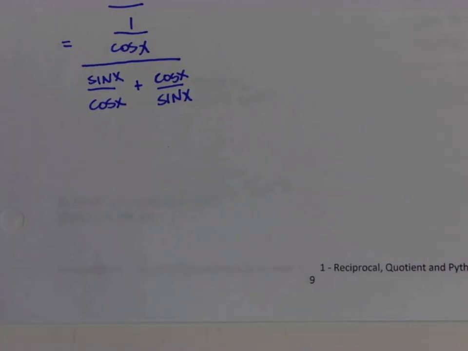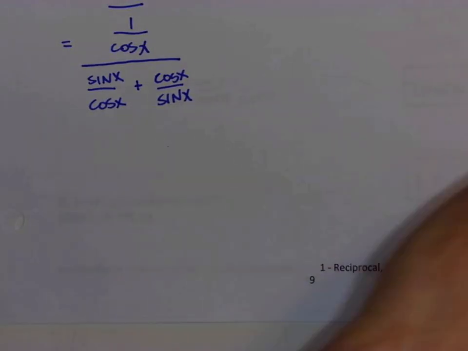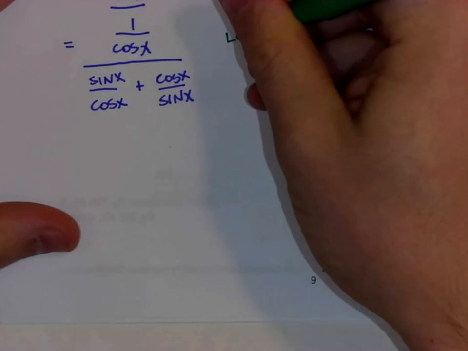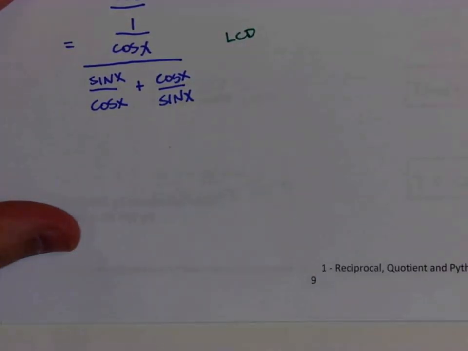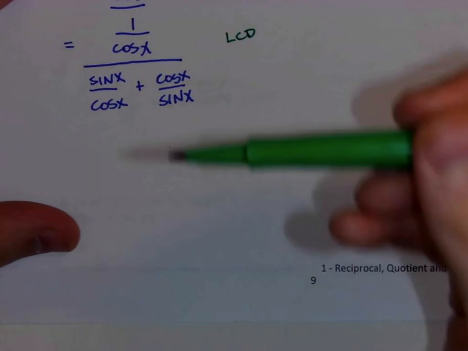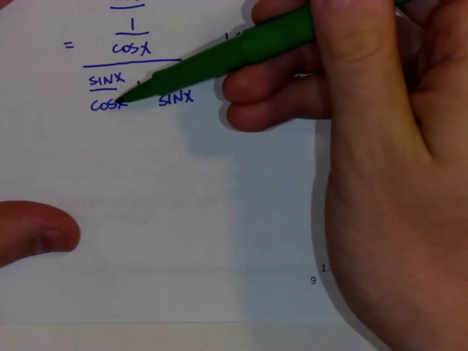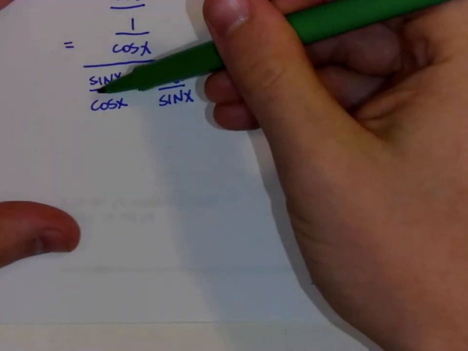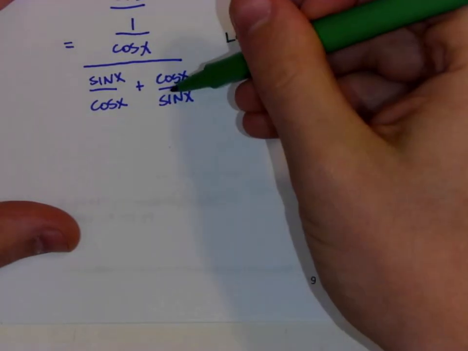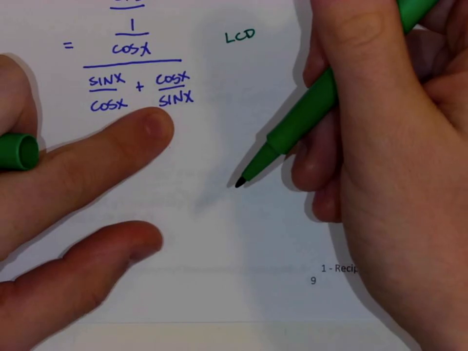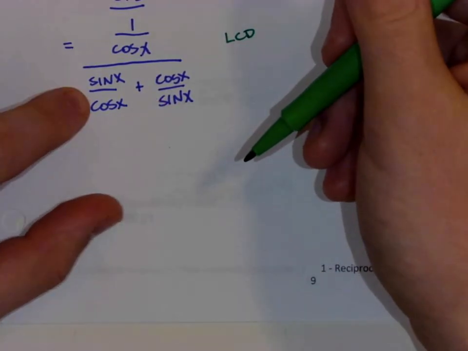So on top I have one fraction, but on the bottom I have two. It's a really good strategy when you have two fractions to combine them together. In order to combine them together, I'm going to find a lowest common denominator. And the easiest way to do that is to just basically multiply by whatever's missing in both denominators. So if one denominator is cosine and one denominator is sine, cosine is missing sine. And vice versa, sine is missing cosine.